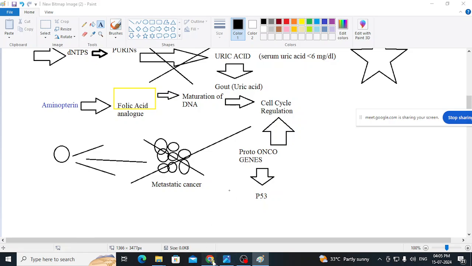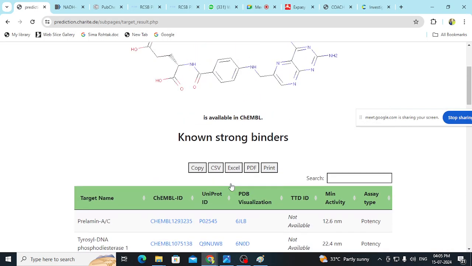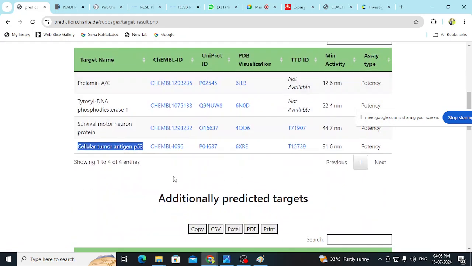So here you can see. So what is aminopterin doing? Aminopterin is doing some binding with cellular tumor antigen P53. Okay, and the binding potency is how much? Potency is 31.6 nanomole. So what does it mean? It means that to inhibit a single unit of P53 protein, you should have at least 31.6 nanomoles of aminopterin.